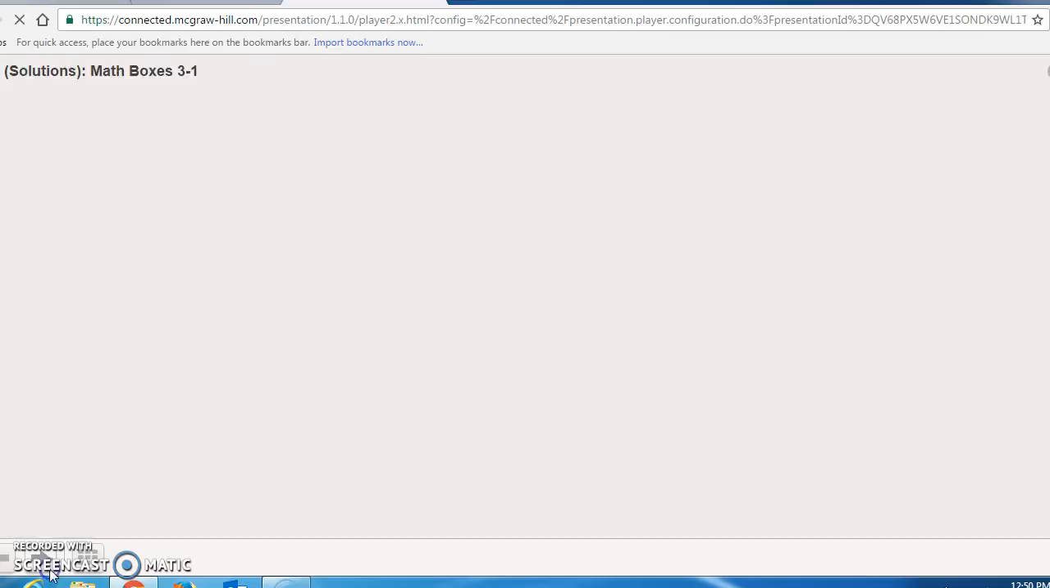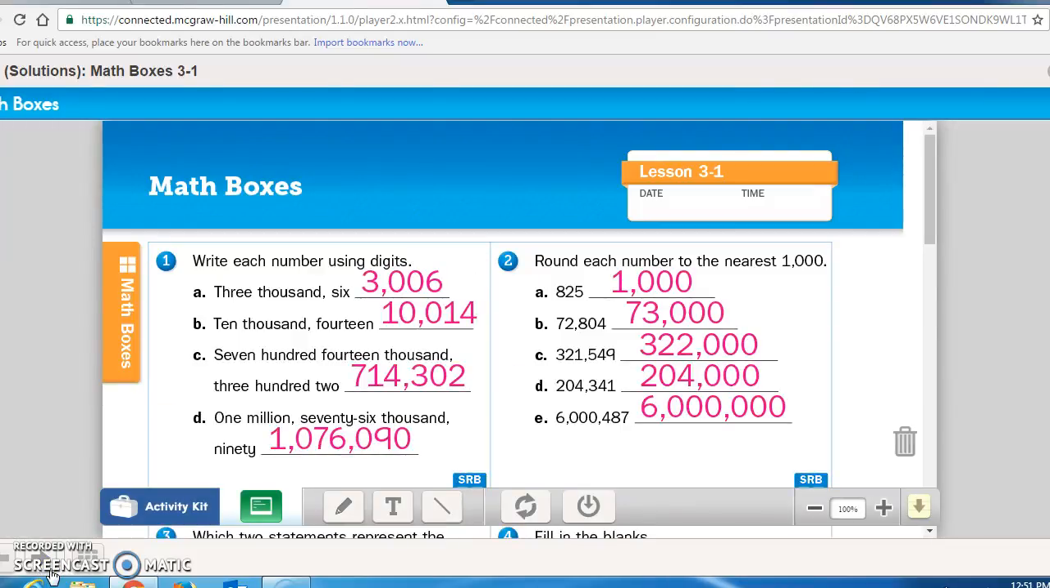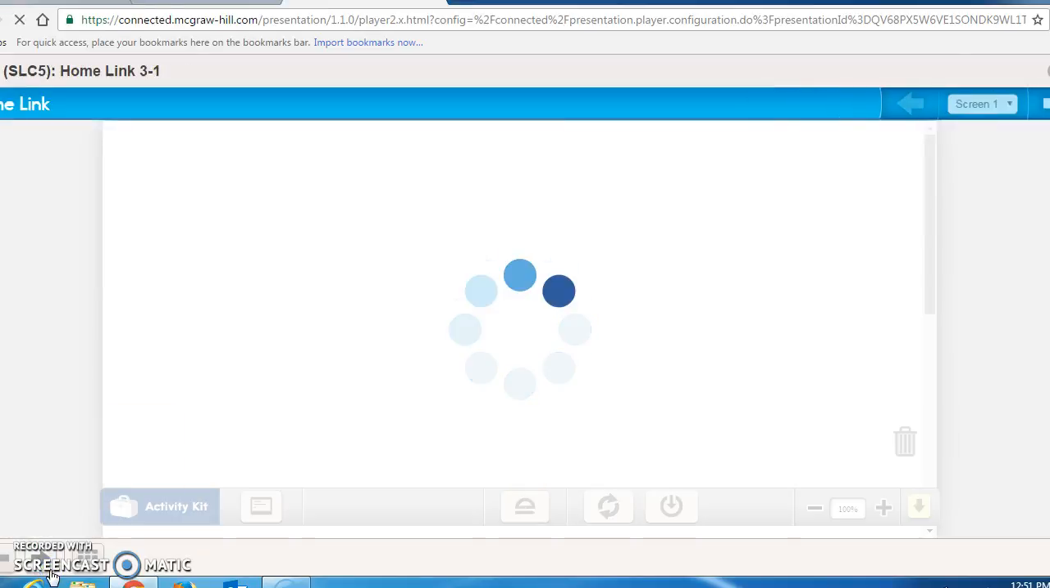There's the Math Journal page 70. You're going to see the first 2 box answers, so you can correct those at your desk. And then I want you to go up to the Math Journal answer key and correct boxes 3 through 6.